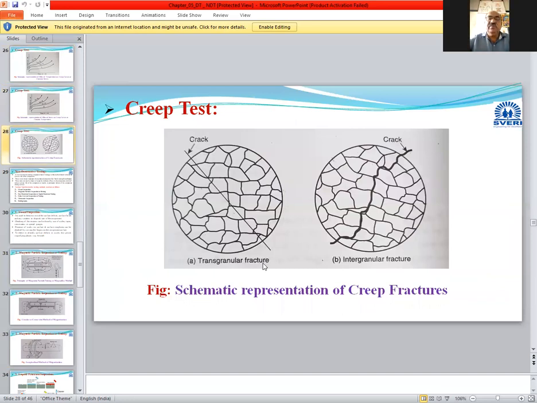So what will happen in the structure of the component here? Creep fracture, triangular fracture is there, and here intergranular fracture is there. Randomly you can see under creep, triangular fractures and intergranular fractures are there. Two types of fractures are there, triangular and intergranular fractures. This is also not that much related to your syllabus.